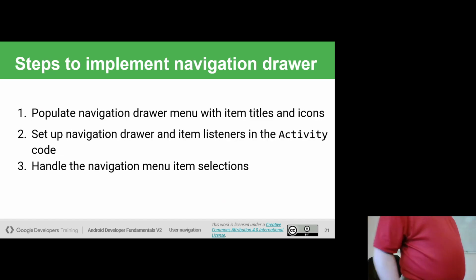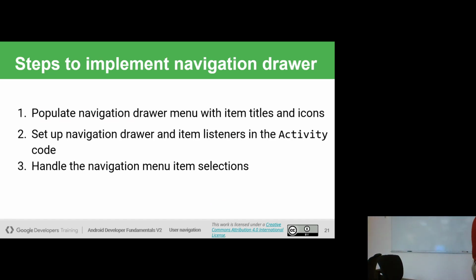Okay, so there's a few different steps that have to happen. In setting that up, we need to populate that drawer, right? The navigation view with a menu that contains all the titles and icons. We also need to set up some logic so that if you click the hamburger or you swipe in, it kind of comes in, etc., or to make sure that icon shows up. And then finally, when you actually pick an item, to make it do something.